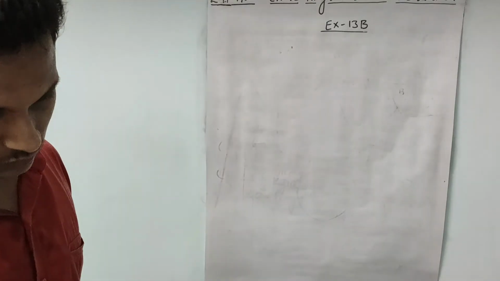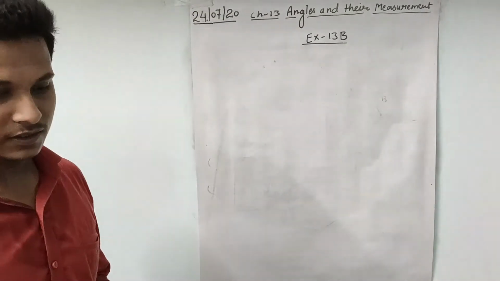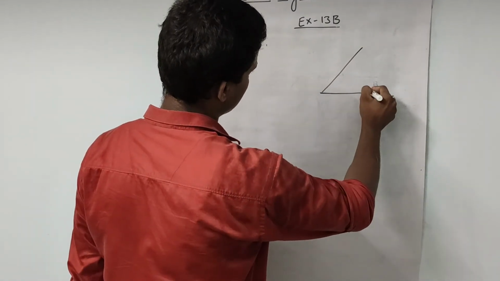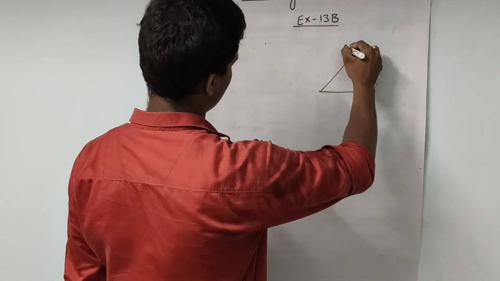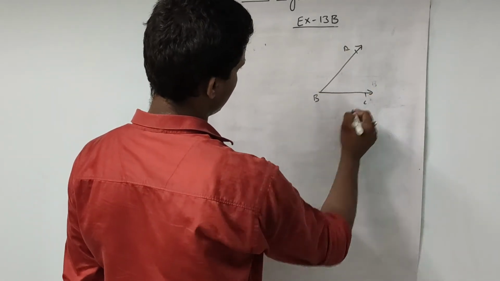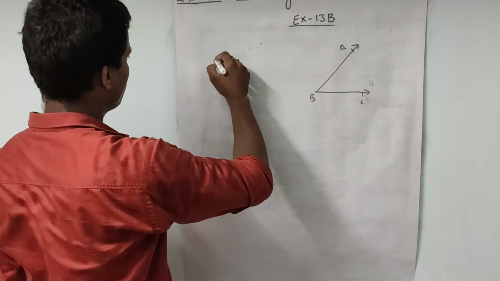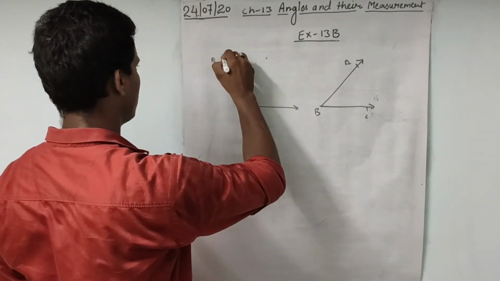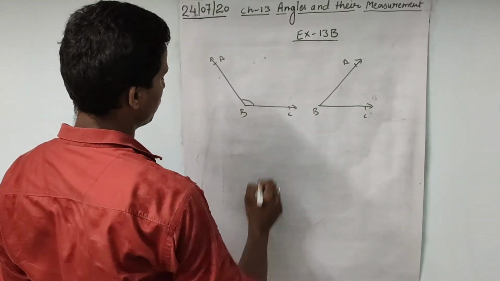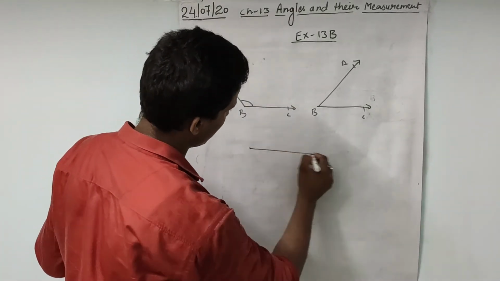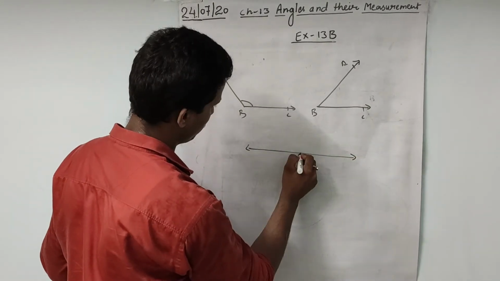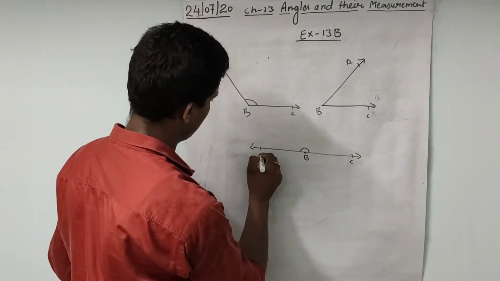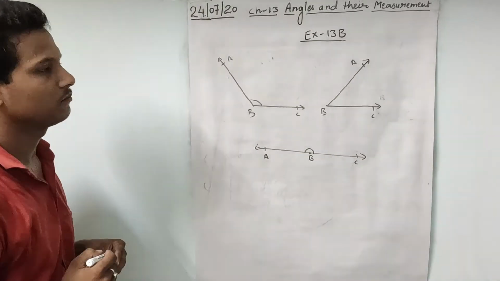question is, using a ruler draw an acute angle, an obtuse angle and a straight angle. With the help of a ruler you can draw the acute angle like this. Name the angle A, B and C. After that, the obtuse angle, so like this you can draw A, B and C with the help of a ruler. And for a straight angle you can draw a straight line, make a point here like this, B, C and A. So this is exercise 13B for you.